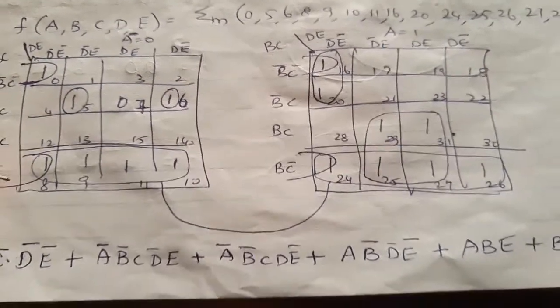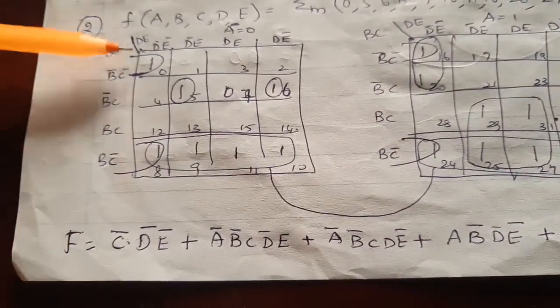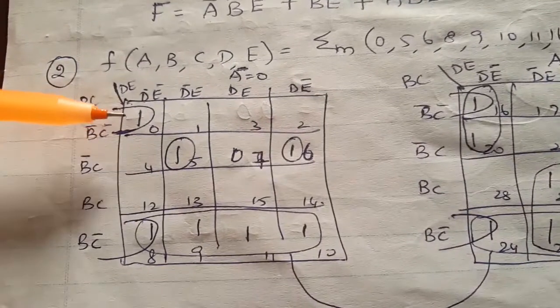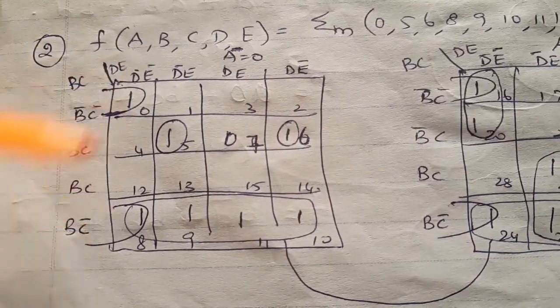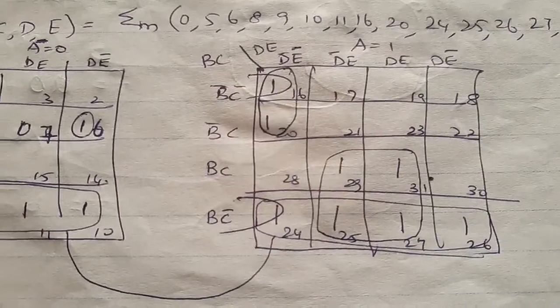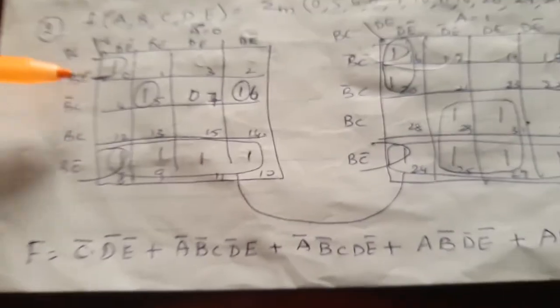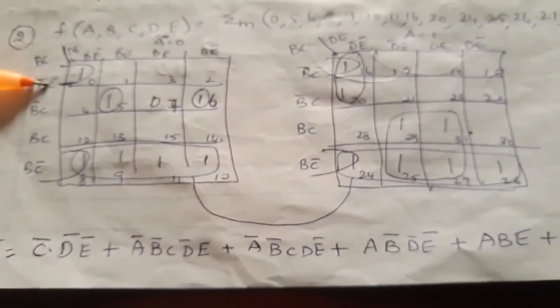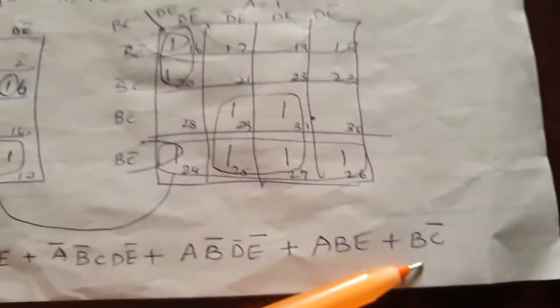Now we will write down the equations. Let us take this equation. So what is the common? D bar, E bar is common here. Similarly, here also D bar, E bar is common. A is different. The common term in this row is C bar. Therefore, the first equation is C bar, D bar, E bar. Now come to this octet. The common term is B C bar. So the answer is B C bar.